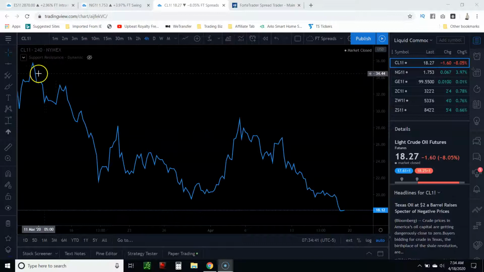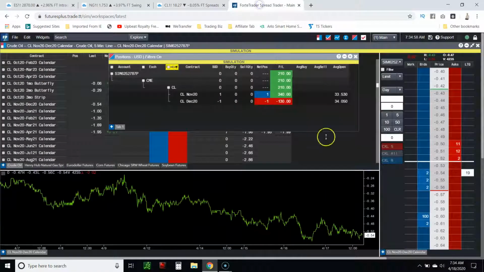So we're on a line chart on Pro Plus. We're on our crude oil, and crude oil's taking a beating. We're down to $18.27 a barrel. Okay. I'm running this session on a weekend because that way it slows down all of this simulator in the market on the brokerage side, and I can show things to you without it moving around.